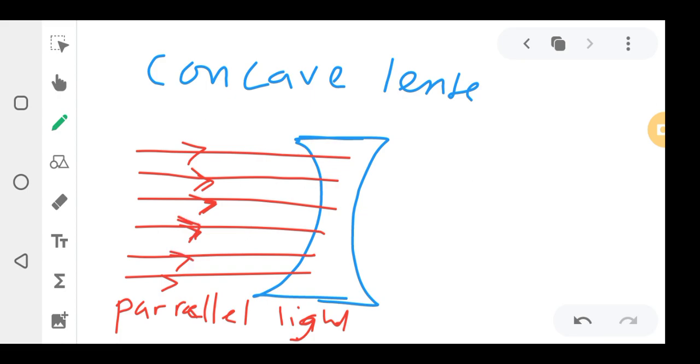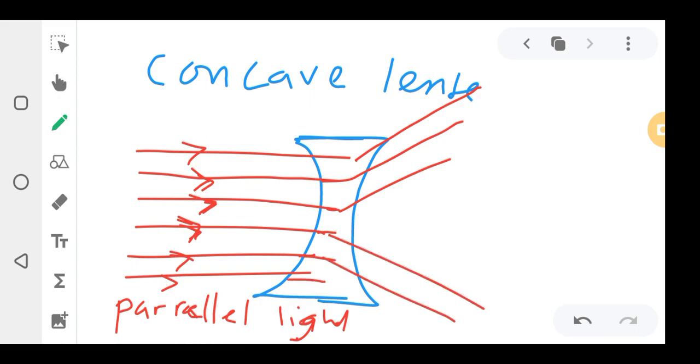So what happens to this parallel light? When it enters, once it enters inside, it diverges. To diverge means to come out. So it diverges like this. You see? When it comes, it bends like this. This type of bending is called diverging.